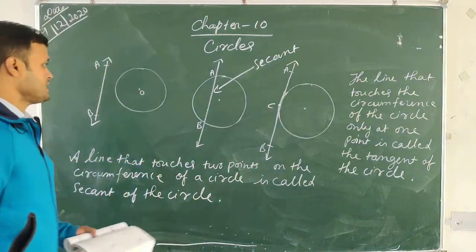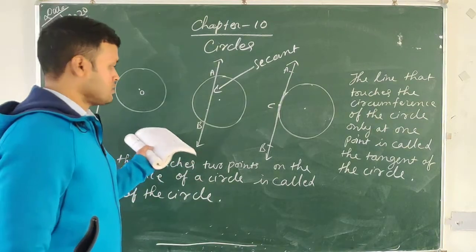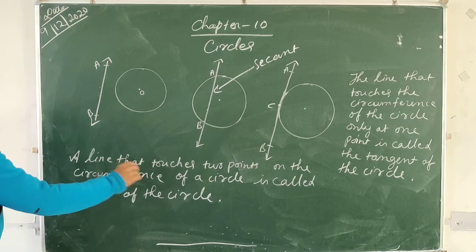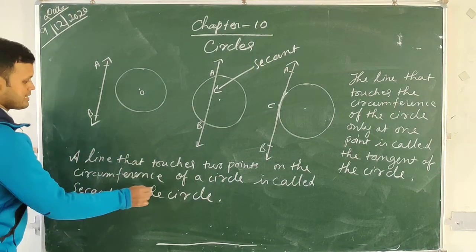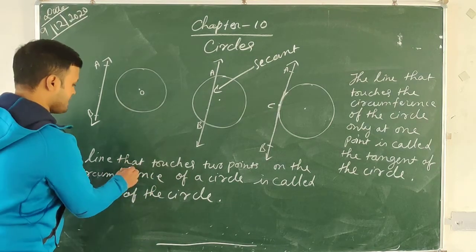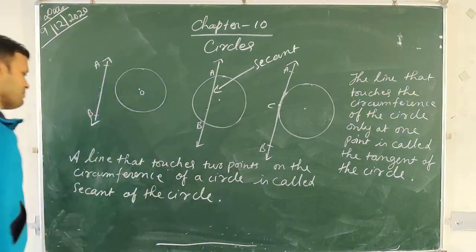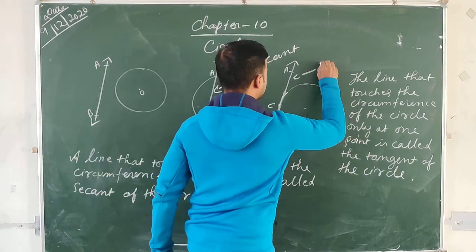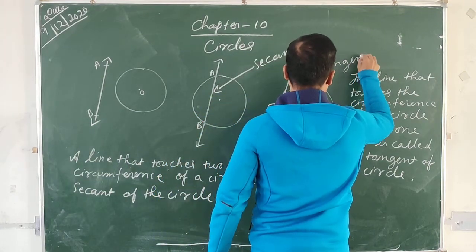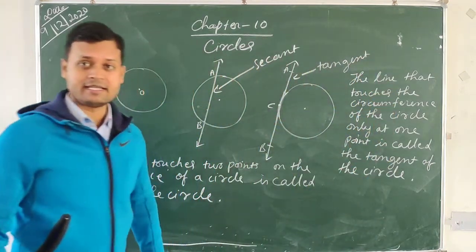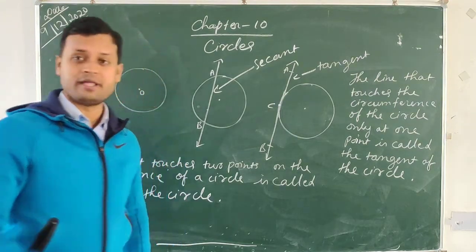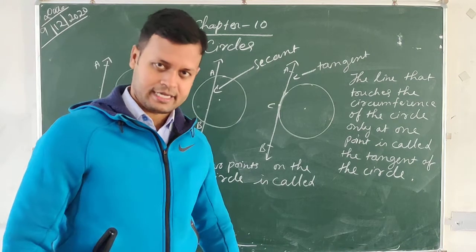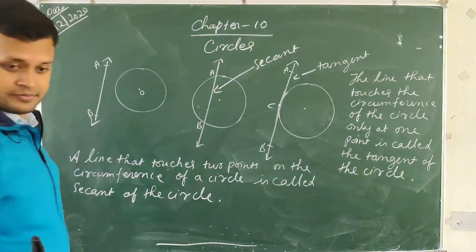One very important thing that we need to understand here. So this is understood. I think all of you understood this. A line that touches 2 points on the circumference of a circle is called the secant of the circle. This is called the secant, and this is the tangent. What is a tangent? A tangent is a line that touches only 1 point of the circle. Okay. So then it will be called the tangent of the circle.